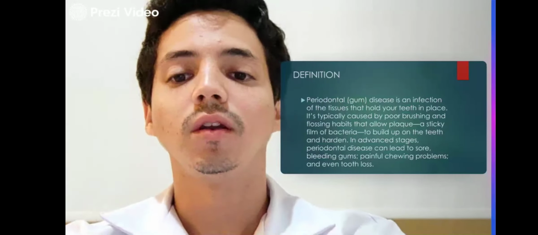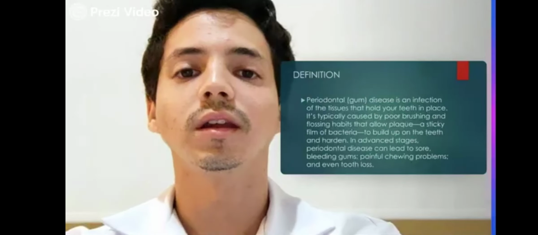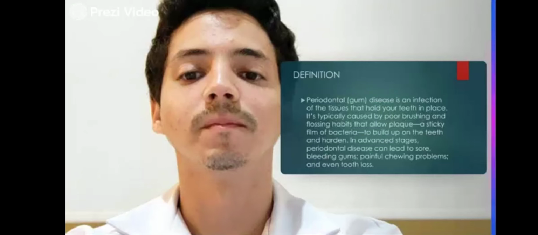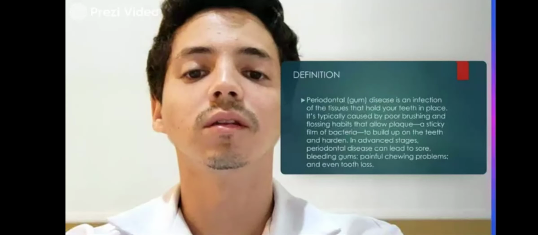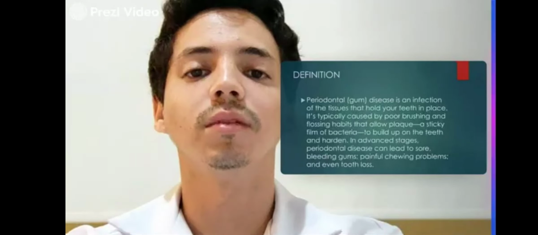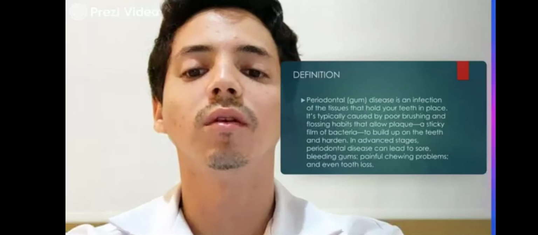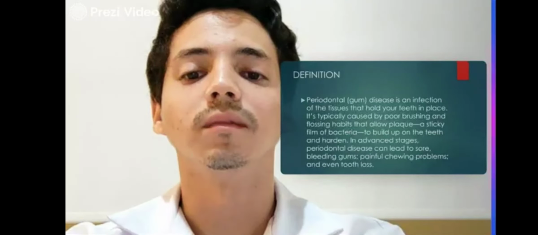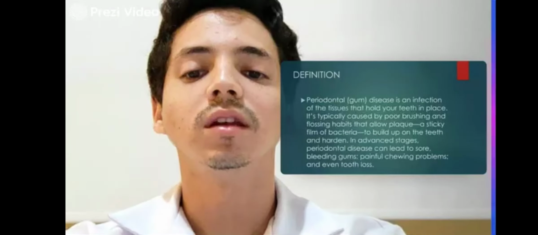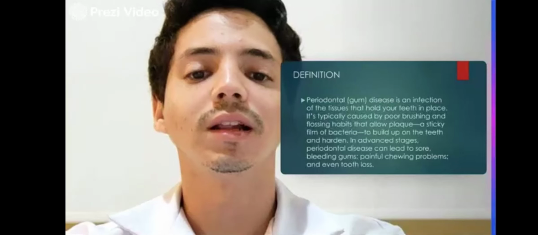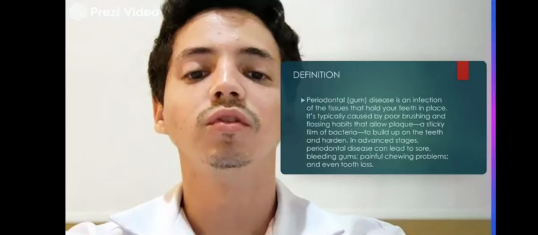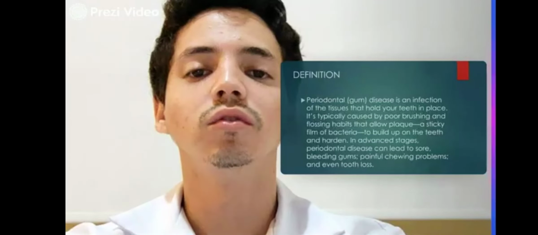Definition: periodontal gum disease is an infection of the tissues that hold your teeth in place. It is typically caused by poor brushing and flossing habits that allow plaque, a sticky film of bacteria, to build up on the teeth and harden. In advanced stages, periodontal disease can lead to sore, bleeding gums, painful chewing problems, and even tooth loss.